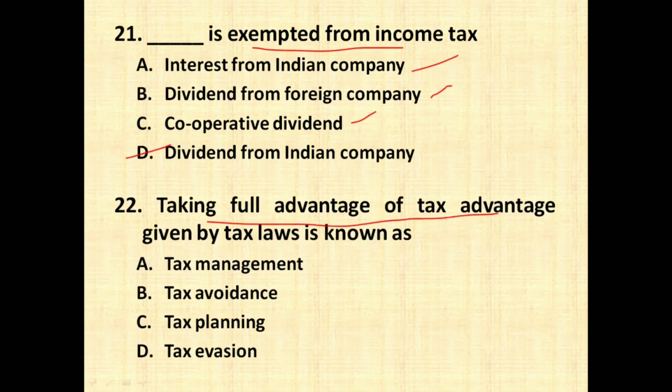Taking full advantage of tax advantages given by tax laws is known as? So this is called tax planning, wherein you plan how to reduce your tax liability. Tax management is nothing but whenever you implement tax planning, that is called managing of the tax. Tax avoidance is nothing but you find some loopholes in the income tax law and try to take advantage of the loopholes. And tax evasion is a concept which is illegal and for which you will be given punishment, because you are illegally trying to reduce your income tax.